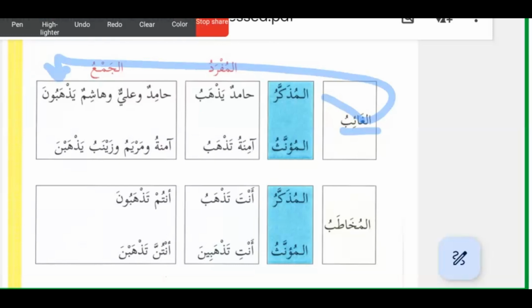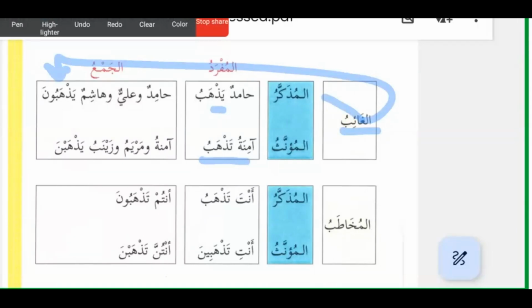Like as I told you, they go. Now, for muannas, Aminatu tazhabu. Amina goes. Now, it is not yazhabu, it will be tazhabu. Amina goes.